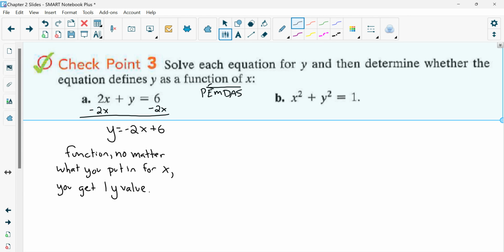And then for b, again, we have to get the y by itself. So I'm going to undo addition and subtraction first. I'm going to try to get this y by itself. So the x squared is being added, so the first thing I'm going to do is subtract the x squared. And that would give me y squared equals negative x squared plus 1.